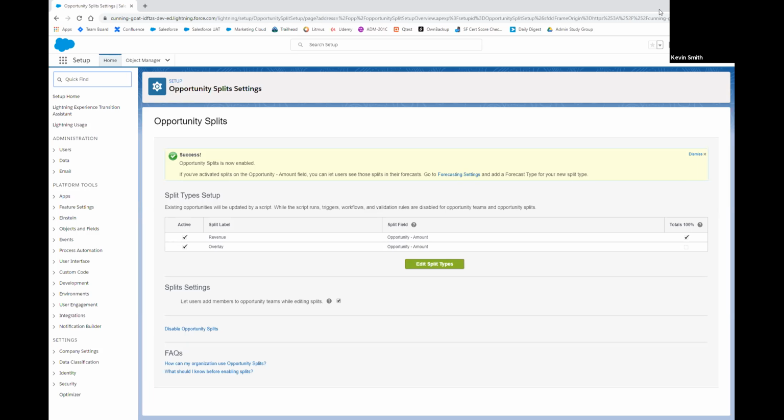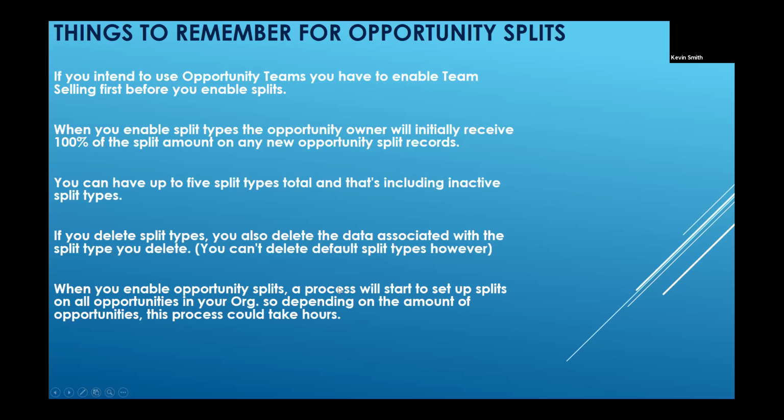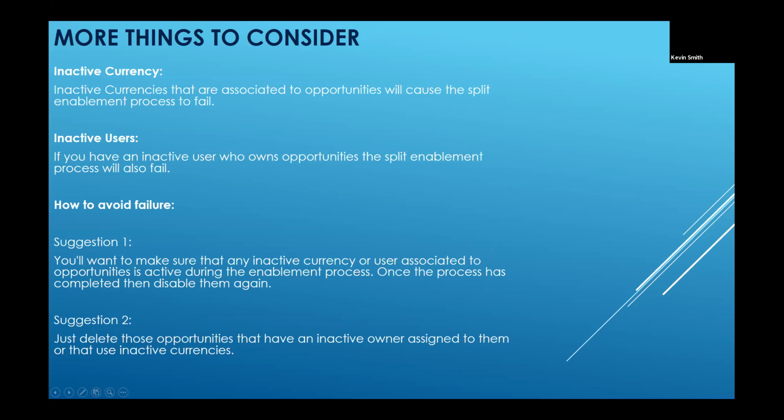Well, with that being said, let me minimize this again. So we've gone over that. More things to consider when it comes to currencies and users. Before you kick off the process that I just showed you that enables the splits, you want to make sure to check and see if you have any inactive currencies that are associated to opportunities, or if you have any inactive users that are associated to these opportunities. Because if they are inactive when you kick off the process to enable splits, that process will fail.